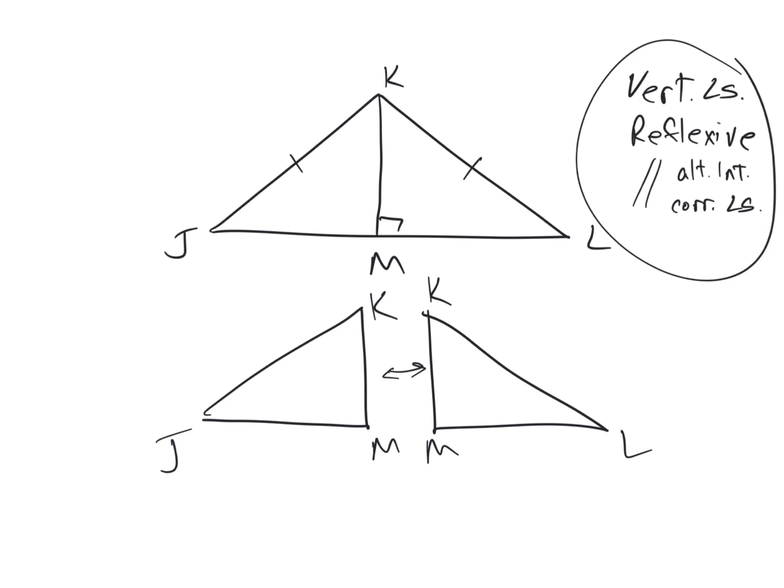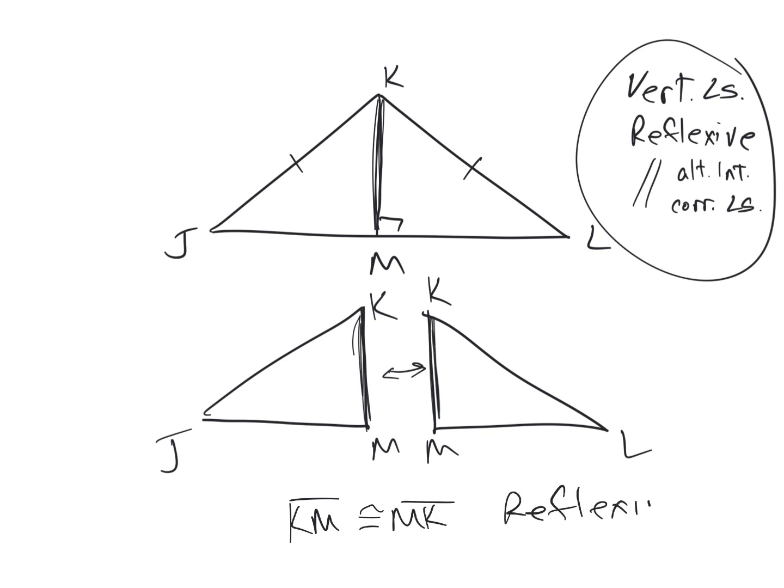So why wasn't the one before it reflexive? All right, KM in the right triangle is the same as KM in the left triangle. So that's why this in the middle here is reflexive. So you say KM is congruent to MK, reflexive property. So you mark that. That's the second side that's congruent, so it's two hash marks.